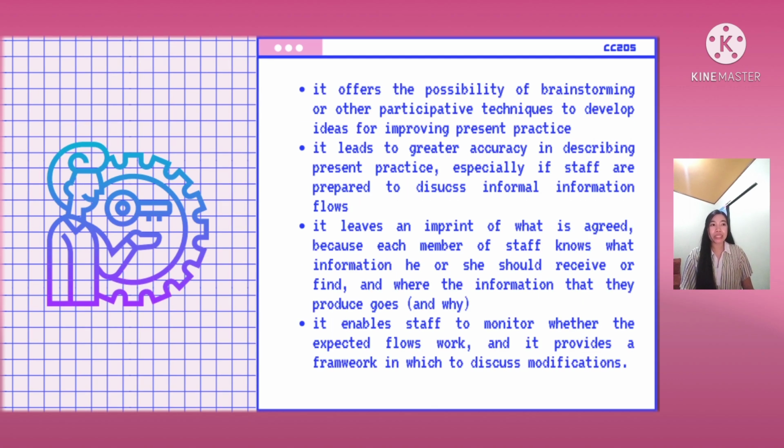It offers the possibility of brainstorming or other participative techniques to develop ideas for improving present practice. It leads to greater accuracy in describing present practice, especially if staff are prepared to discuss informal information flows. It leaves an imprint of what is agreed, because each member of staff knows what information he or she should receive or find, and where the information that they produce goes and why. It enables staff to monitor whether the expected flows work, and it provides a framework in which to discuss modification.